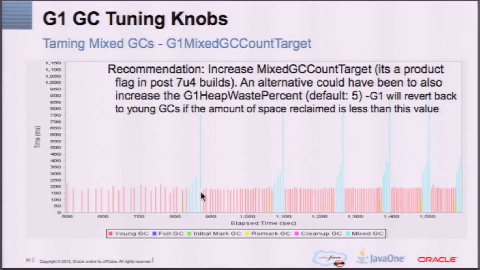So what we told them is to increase the mixed GC count target. Another thing we could have asked them to try was to work with the G1 heap waste percent. Basically, G1 will revert back to young GCs if the amount of space reclaimed is less than that value. So we're saying that we're okay with 5% heap waste. But if you increase it to 10%, we're saying we're okay with 10% waste, so just go back to young GC earlier. That could have also helped them.